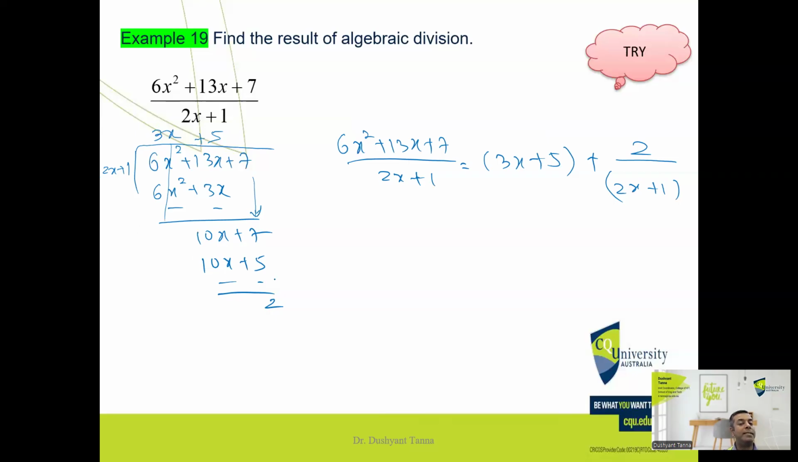Multiply 10x plus 5. Subtraction, 2 left over, which is the remainder, right? So we have quotient plus remainder over the divisor. How do you want us to write that as an answer?